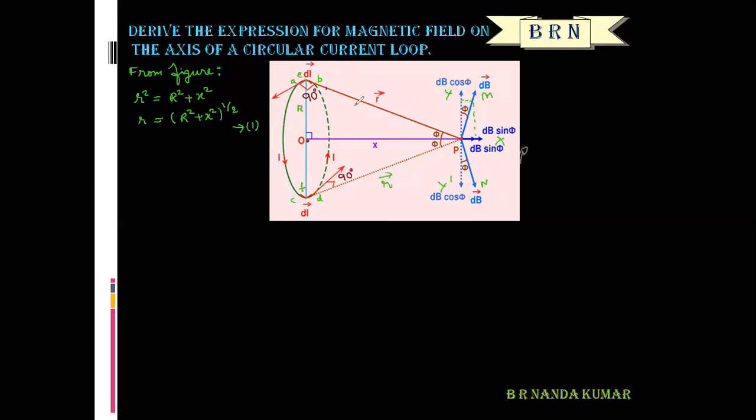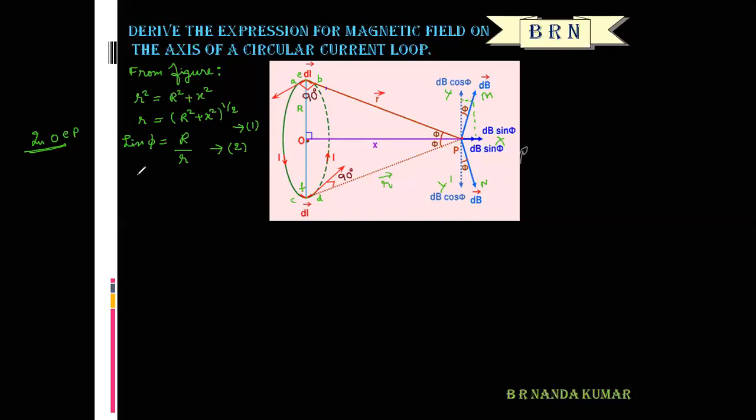So from this figure, what is the value of sin phi? Sin phi is equal to sin phi in the right angle triangle OEP. In the triangle OEP, sin phi is the perpendicular divided by the hypotenuse, capital R divided by small r. Call this equation number 2.